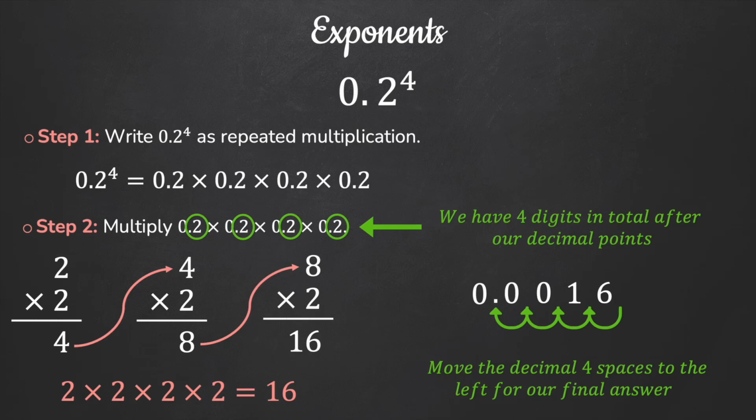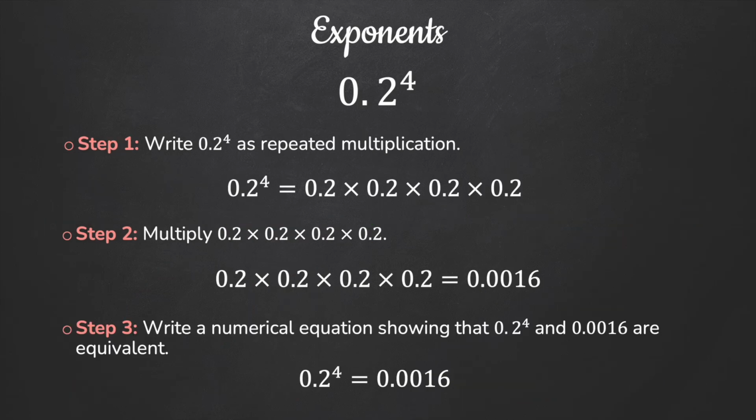And what we also need to do is add a 0 if the decimal point doesn't have any digit before it. So our final answer when we multiply 2/10 times 2/10 times 2/10 times 2/10 is 16/10,000ths. So let's recap what we did.